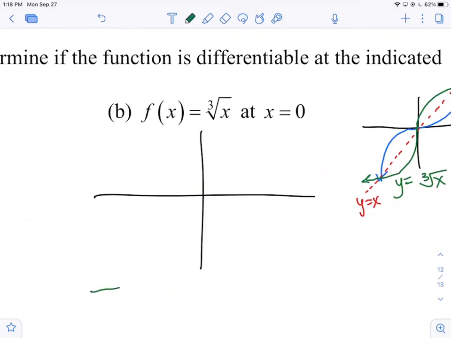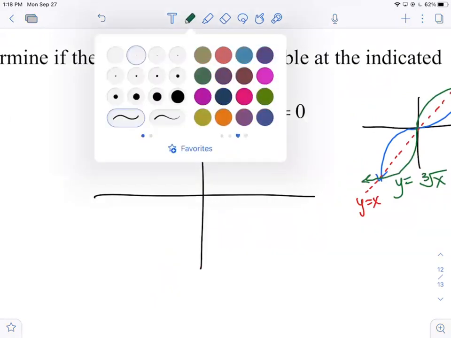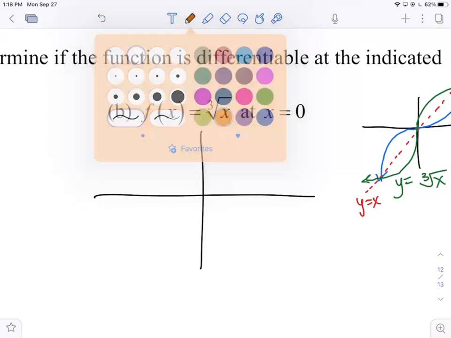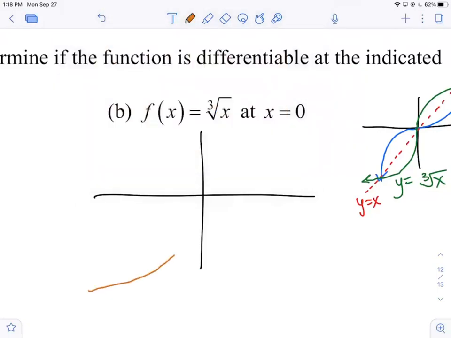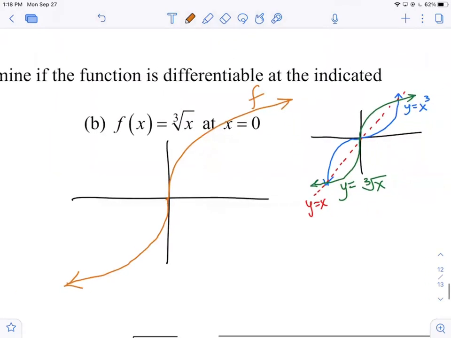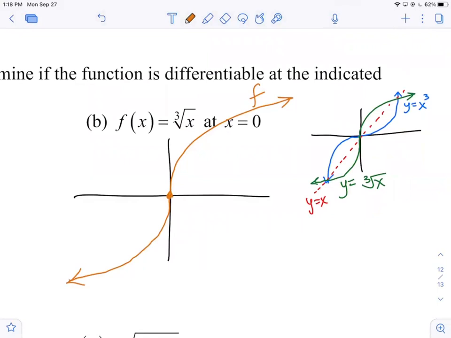It comes in. Now, let me use a contrasting color. I need to borrow some of y'all's palettes. Y'all have some really good colors. It still has origin symmetry, okay? It has rotational symmetry. But what do you notice about 0? Is the function continuous at 0? Is it connected? Yes, it's connected.